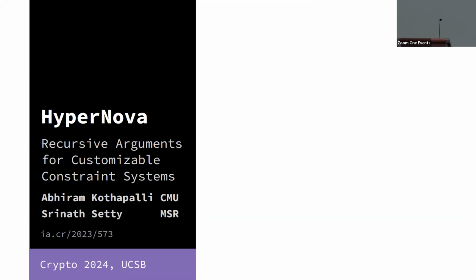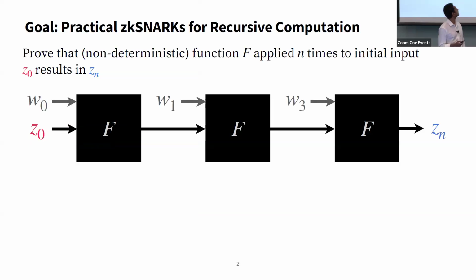Okay, so now we'll move on to the very last talk of this session, which is Hypernova, recursive arguments for customizable constraint systems. And the talk will be given by Abhiram. Please go ahead. Thank you, Jonathan. Okay, let me just check that this works.